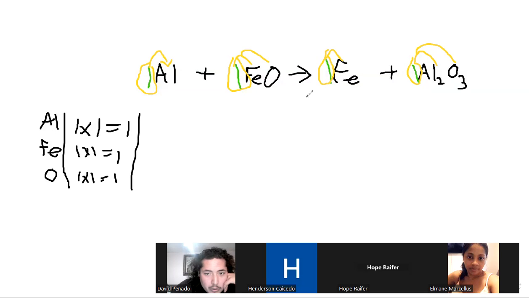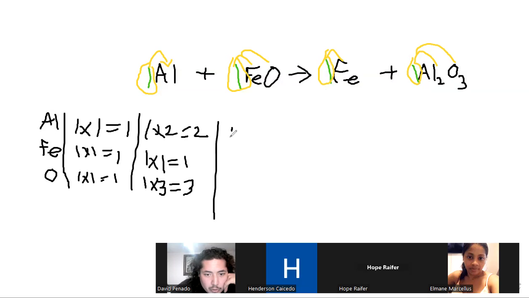All right, and for the other side, there's only one Fe. 1 times 2. 1 times 3. And then I just compare these two numbers. 1 does not equal 2. 1 does equal 1. And 1 does not equal 3. So right there, I can see what is unbalanced: the aluminum, Al, and the oxygen.